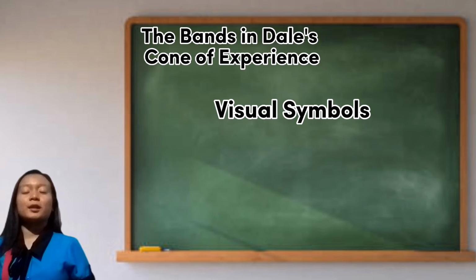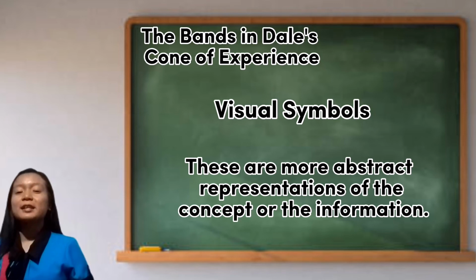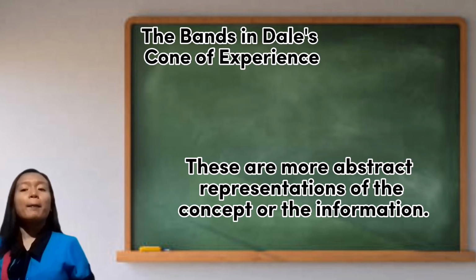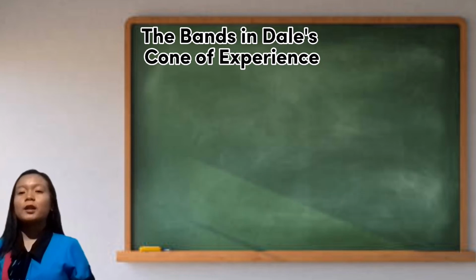Visual symbols. These visual symbols help to make just about any reality into something easier to understand. Examples of these are information presented through a graph or a chart. For example, a process can be presented using a flow chart.